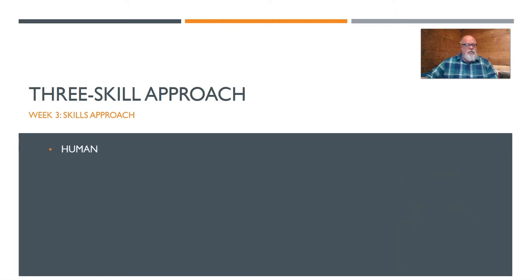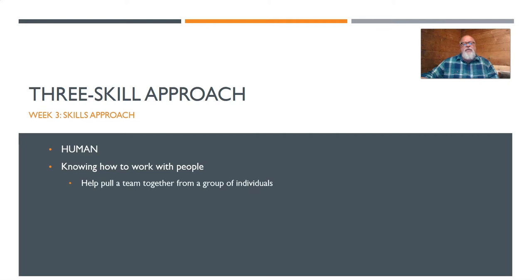All right, let's talk about the human skills. Not everybody has this one. Knowing how to work with people. That's someone who can pull a team together from a group of individuals. Don't forget, every team is made up of individual people. Each one of those people brings their own assets and their own liabilities to that team. So someone who's really good with working with people is going to be able to get that team all rowing in the same direction. One way you do that is create an atmosphere of trust, right?